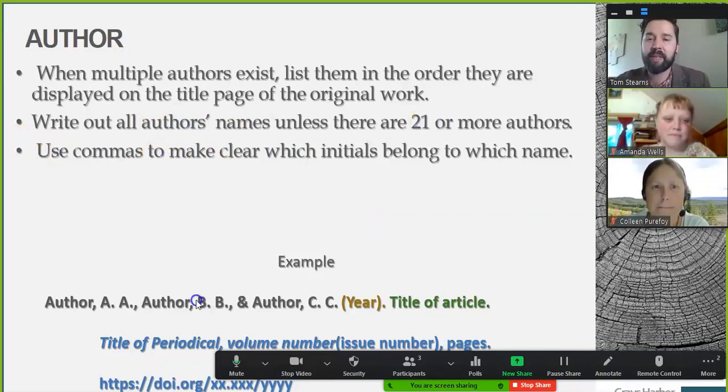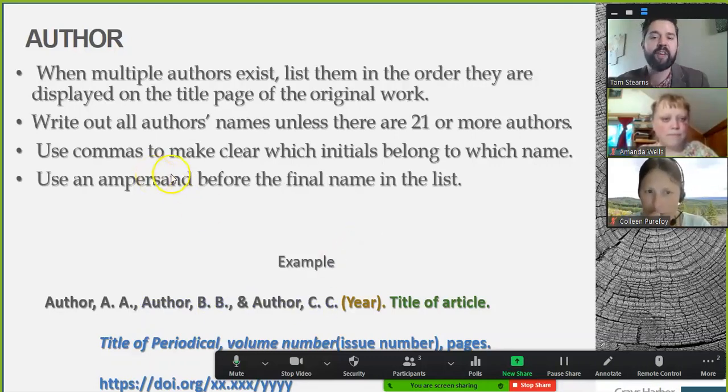You use commas to make clear which initials belong to which name. So notice that we've got 1, 2, 3, 4, 5 commas in this list of 3 authors. So author, comma, initials, comma, last name, comma, initials, comma, and last name, comma, initials. Use an ampersand before the final name in the list.